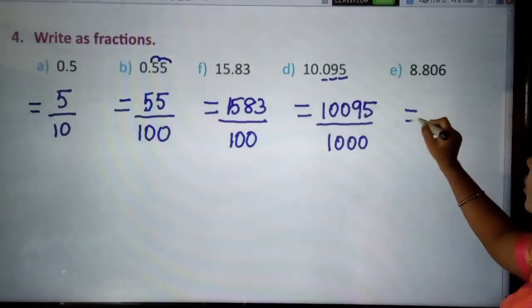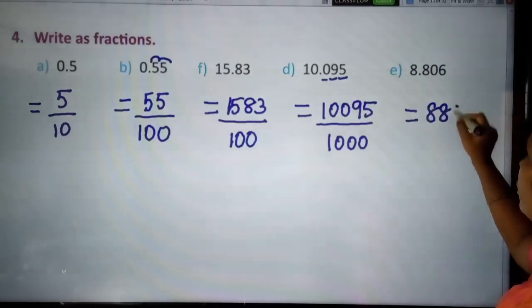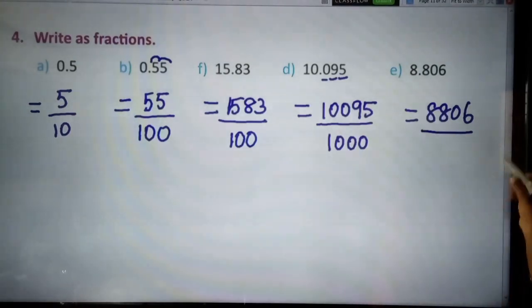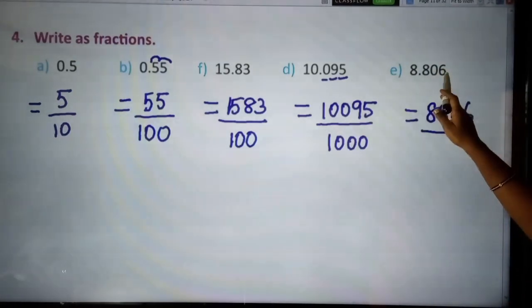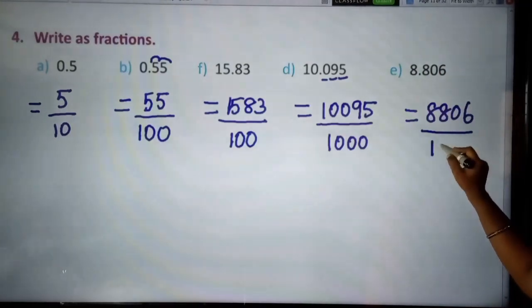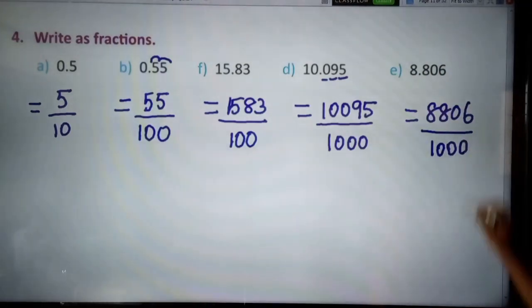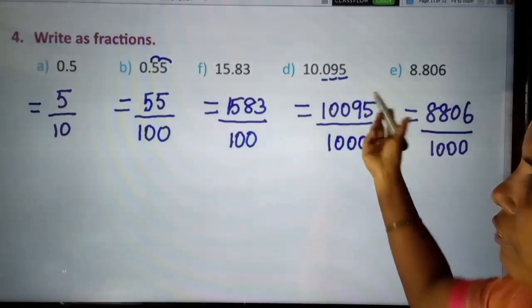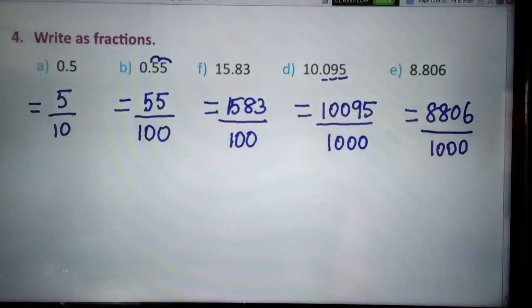Next, for this 8806 divided by what will come here? 100 or 1000? 1000, because three numbers are after the decimal point. Hence we have to put three zeros in the denominator as 1000. Is it clear, ma? How we are going to convert the decimal number into fractions?